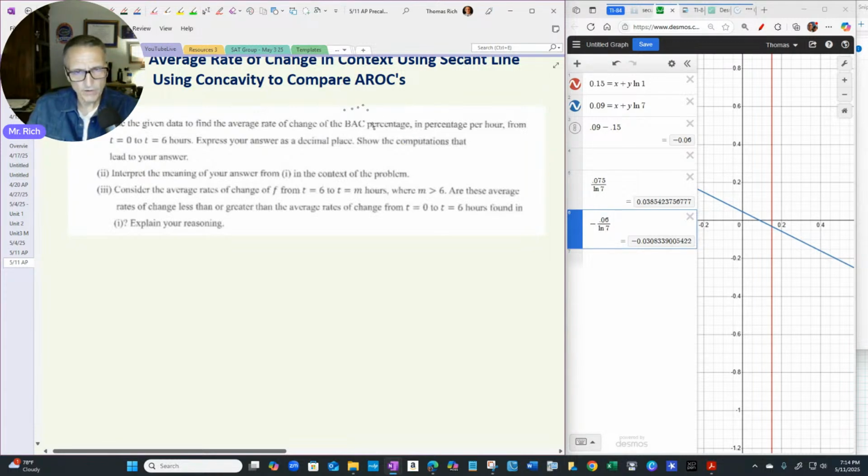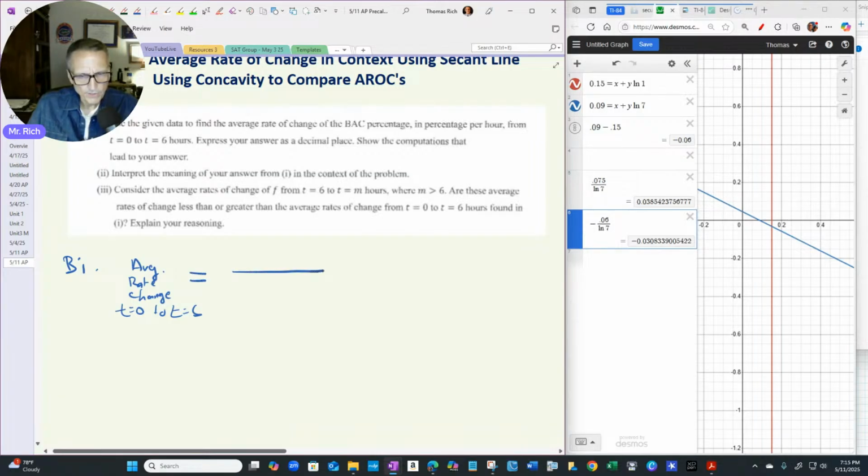the blood alcohol concentration percentage in percentage per hour from t equals 0 to t equals 6. Express your answer as a decimal place. Okay, strange. Show the computations that lead to your answer. So they want us to show what we are doing to get this answer. So what I recommend here, students, is that when you're showing the grader your work, you're going to say average rate of change. I'm going to write that out, average rate of change, and I'm going to say t equals 0 to t equals 6.